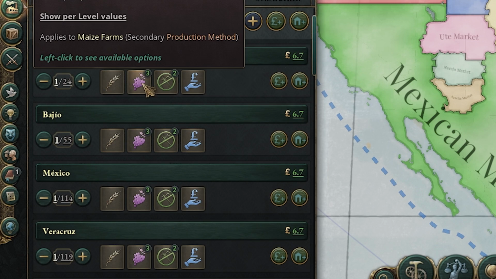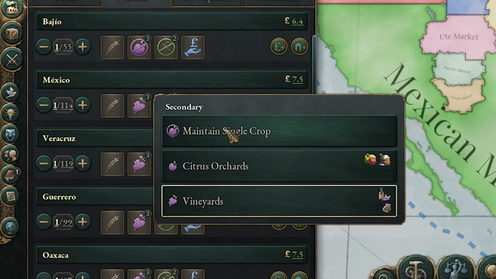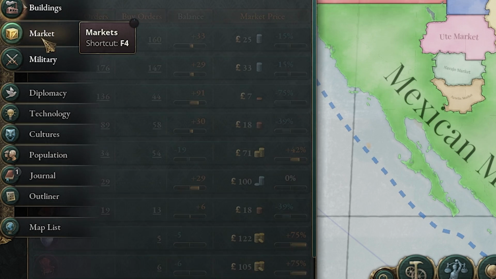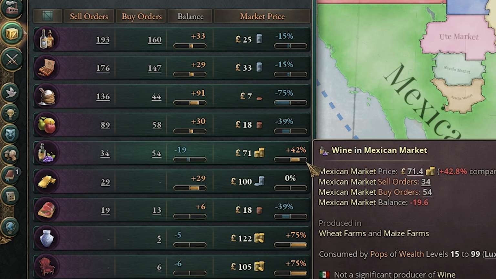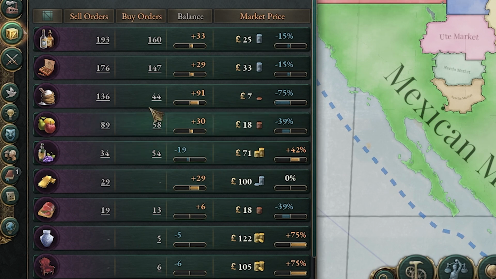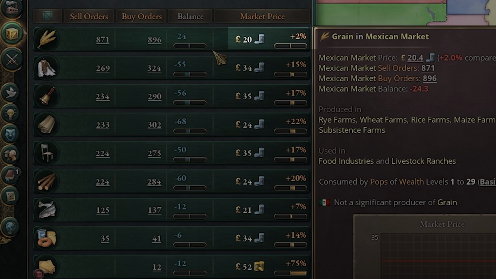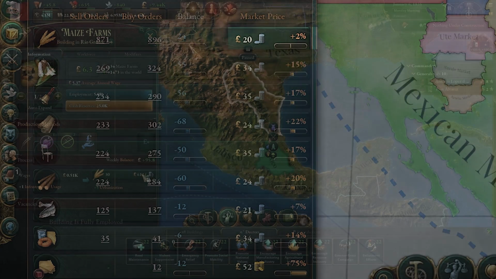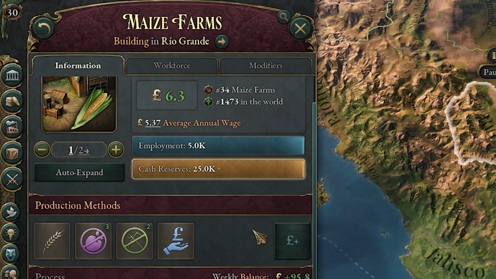So what we could do is take a couple of these farms, decide to move them over to grain, and then we can go back to our prices here, and we can see, okay, now wine is a little bit higher. It's about 42%, which is okay, again, because it's a luxury. If we go here for the grain now, we're at a plus 2%, so we're almost at an equilibrium where we want it cheaper.